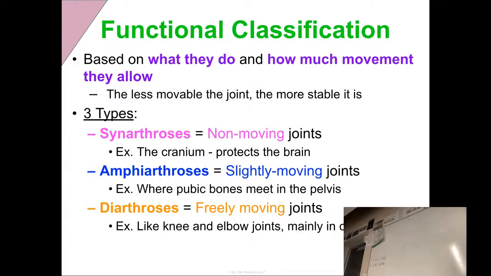And the last one, diarthrosis. Most of the joints would fall under this category. Diarthroses are freely moving joints. So your shoulder, your elbow, your knee, those would all be diarthroses. Okay. Questions on that? Okay, moving on along.